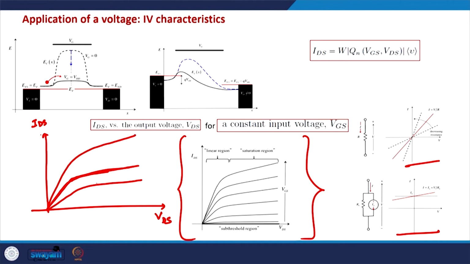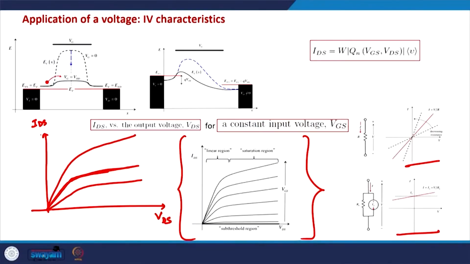And when VGS is smaller than the threshold voltage, there is not enough charge in the channel to conduct, and in that case this current is extremely small. So, the current typically looks like this. That is the case when VGS is less than VTH. So, this is VGS 1, this is VGS 2, and this is, let us say, VGS 3.